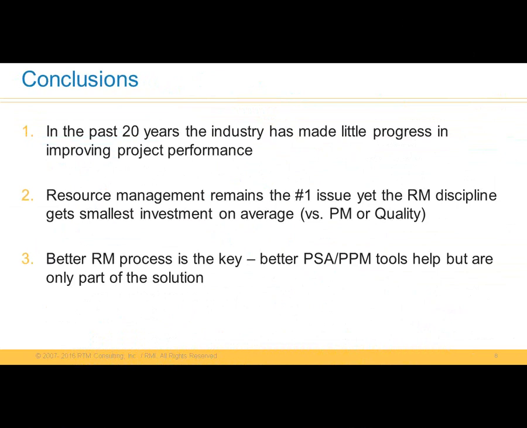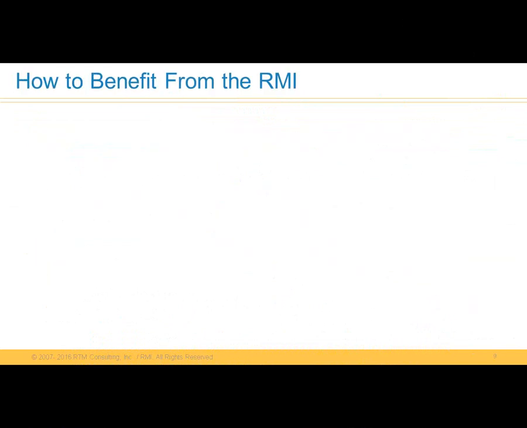And the last is process. RM process is key. Automation tools are important, but they're only a part of the solution. I'd encourage you to go back, grab those white papers, and use that. Do a self-assessment and see how you do.